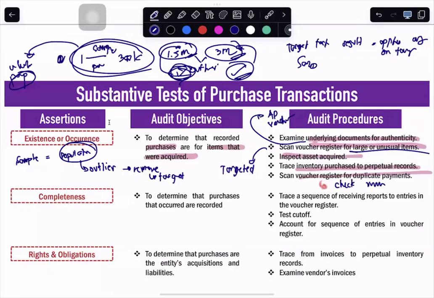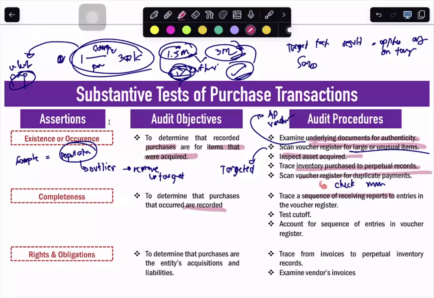Next, completeness. The objective is to determine that the purchases that occurred are recorded. So what are our audit procedures? You trace the sequence of the receiving reports to entries on the voucher register. If you still remember, we said earlier, when we were testing the control over your vouchers, that your vouchers or your receiving reports must be pre-numbered. And the vouchers also are pre-numbered depending on the voucher register. So here, we again trace the sequence of your receiving reports to your voucher register.